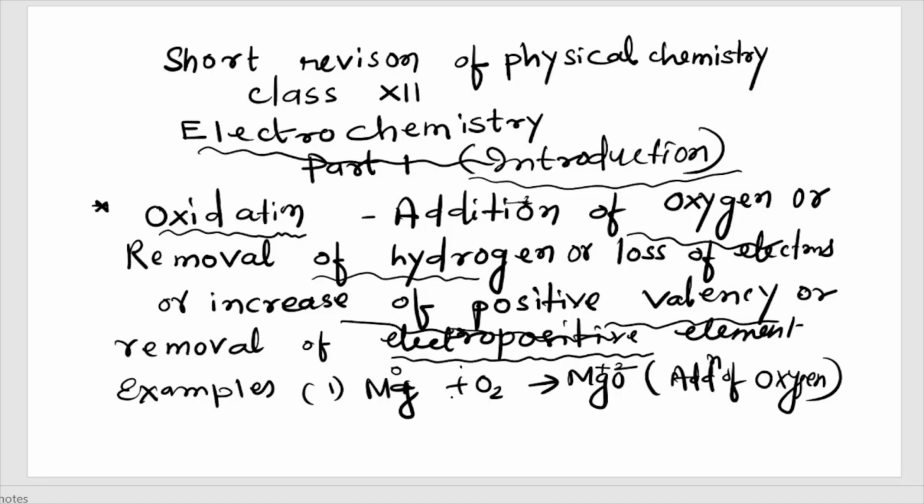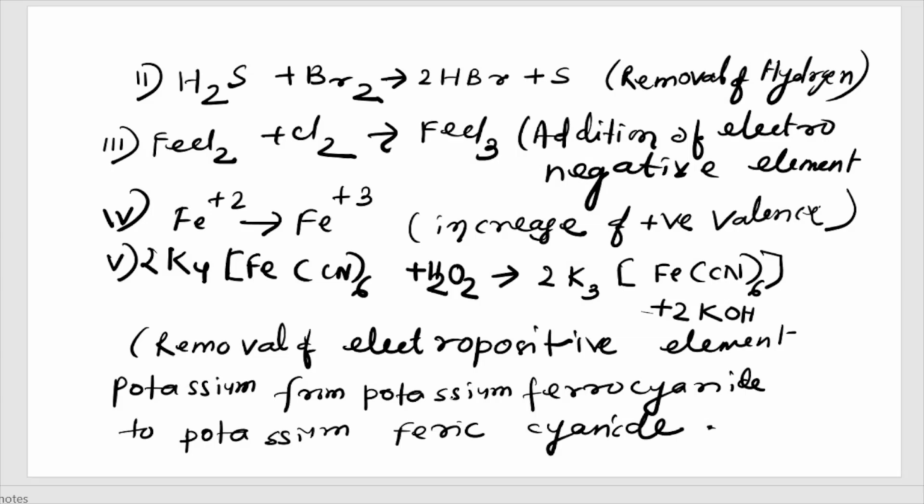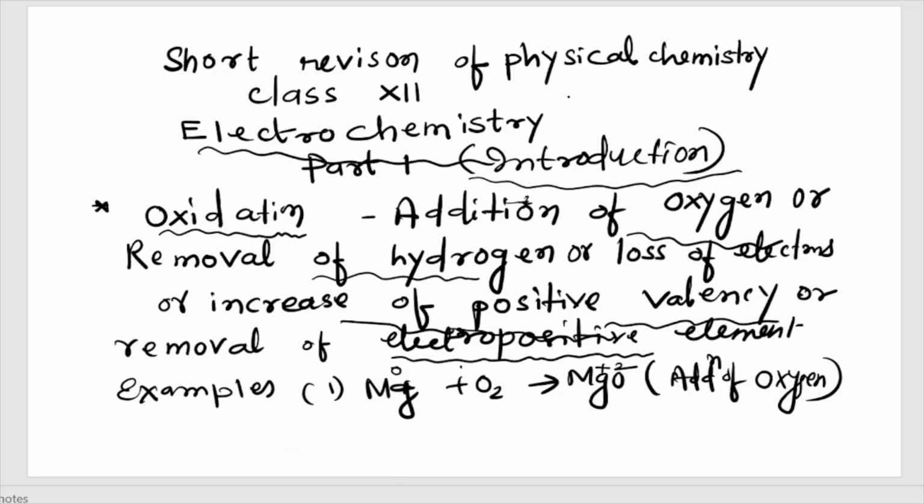And removal of electropositive element, you can see the second example here: H2S and Br2. H2S means hydrogen sulfide gas, Br2 is bromine liquid. When the reaction takes place, here you can see HBr and S, and what is the meaning? Removal of hydrogen and addition of electronegative element.